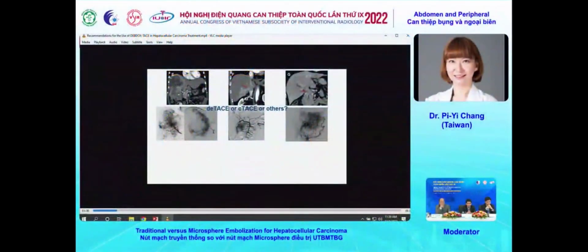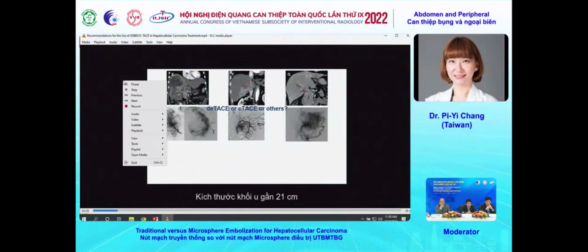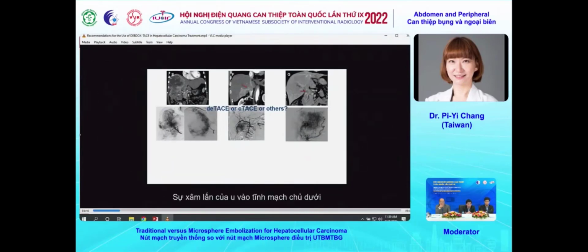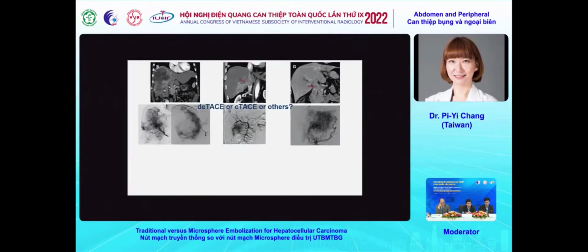These cases are all stage C HCC. They are more severe cases with abnormally large tumors. In case E, the tumor size is almost 21 centimeters. In case F, you can see the vessel invasion into the inferior vena cava. And for case G, you can see the portal vein tumor thrombosis.